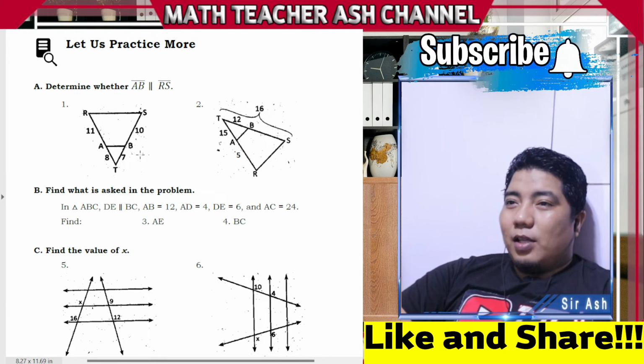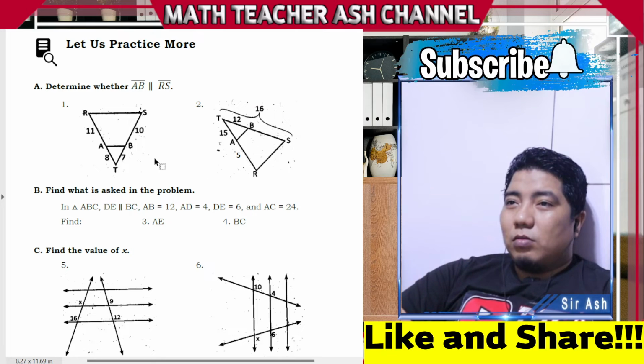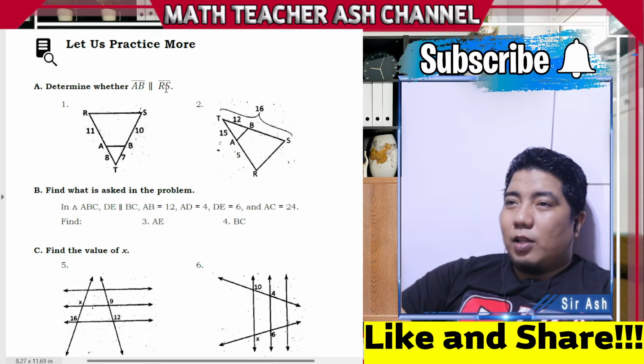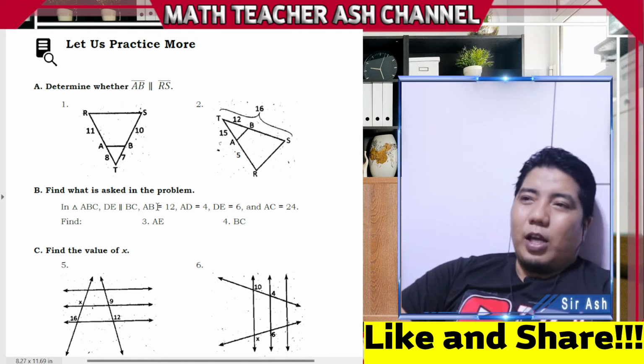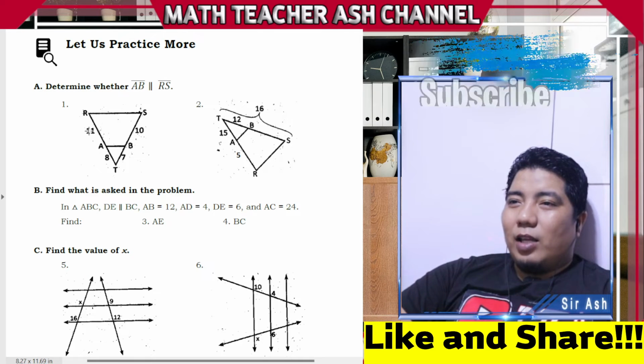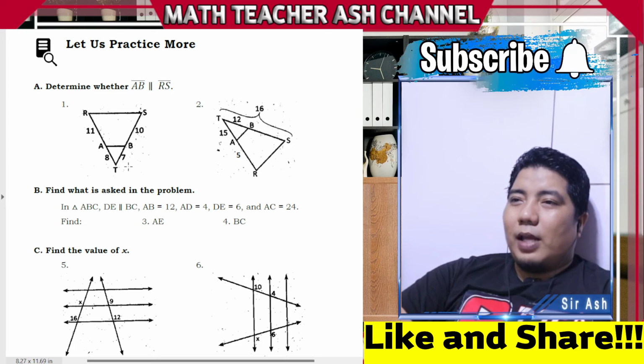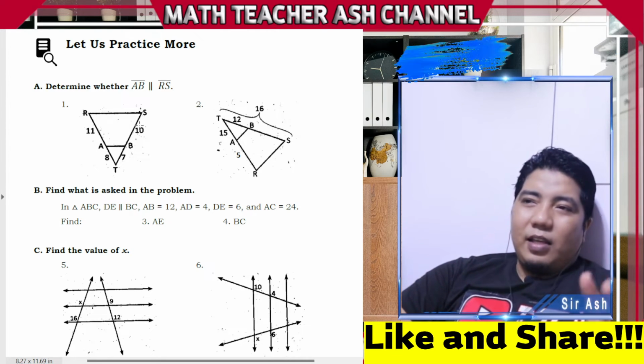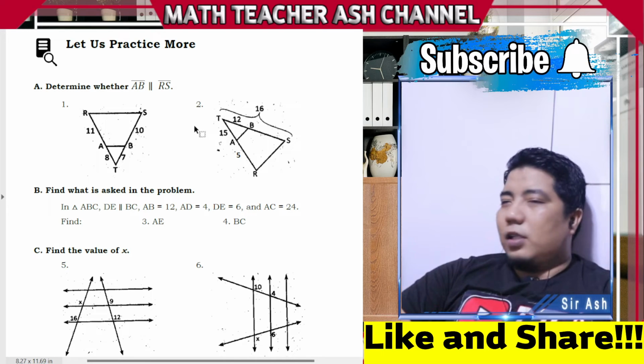Okay, determine. Anong question dito? Whether AB is parallel to, okay. So we will test whether they are parallel. So of course, ang dali lang yan. So 7 over 10 and then 8 over 11. So if you cross multiply them, 7 times 11, 77, 8 times 10, 80. They are not equal. This is not parallel.